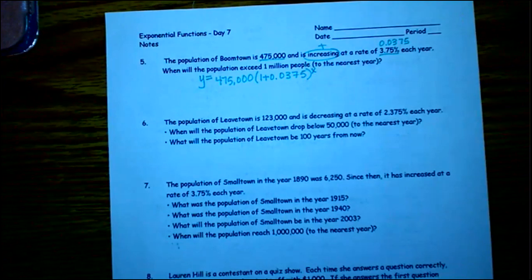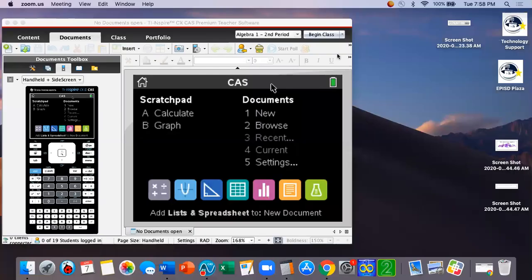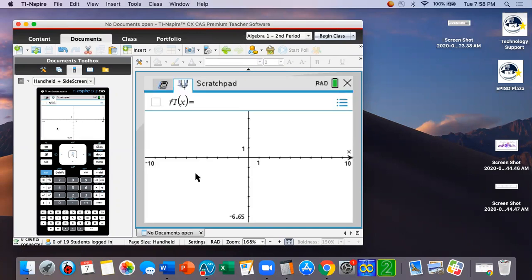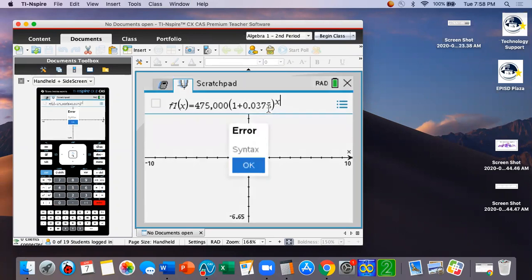So for this, I'm going to share my screen with you guys. And we're going to use the calculator for this portion. So we just wrote down that equation. So we're just going to enter it into the graph. 475,000 times 1 plus 0.0375 to the power of x. Oops, what did I do wrong? Oh, I did a comma. We can't do commas. Okay.